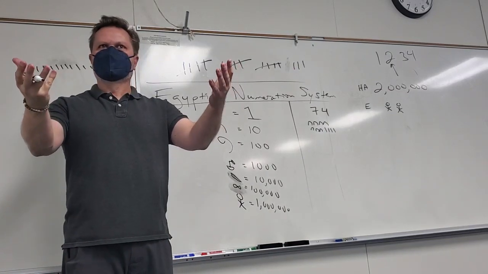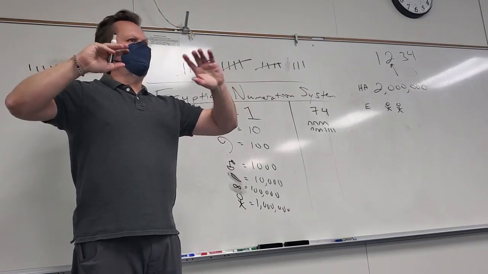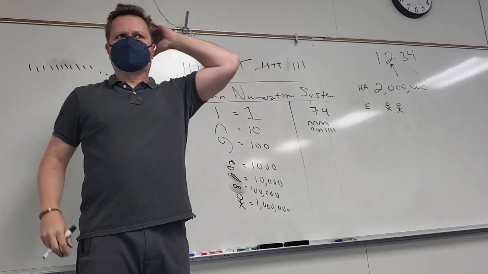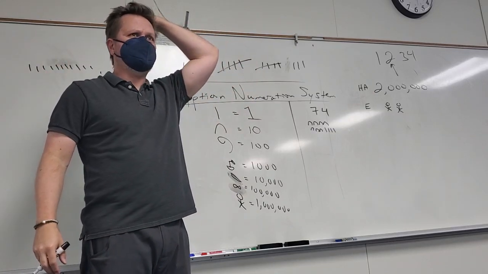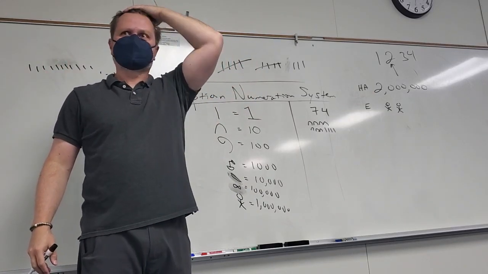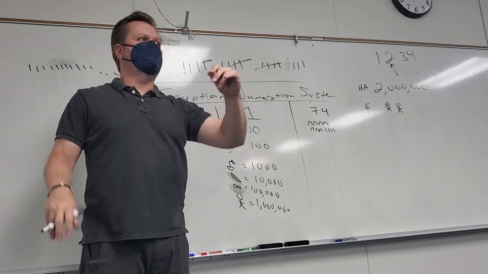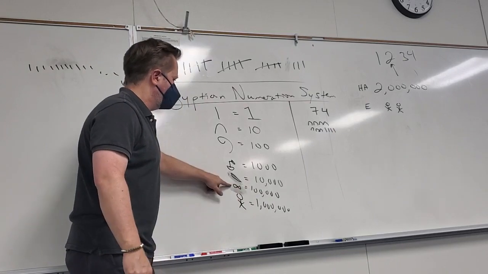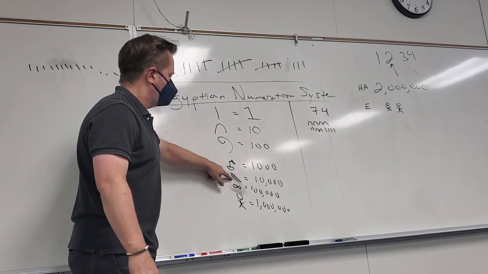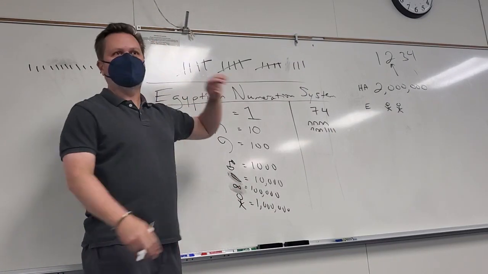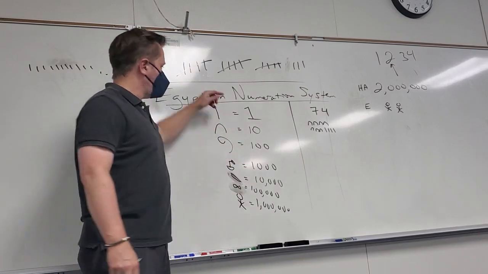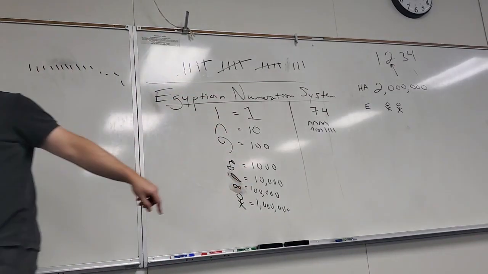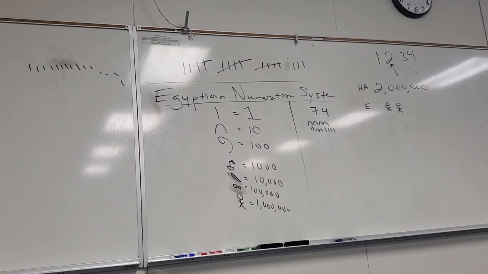That's awesome. Can anybody give me a number that really sucks in Egyptian? Yeah, like 999,999. You would need 9 of all of these, right? As I slowly die, hold on.